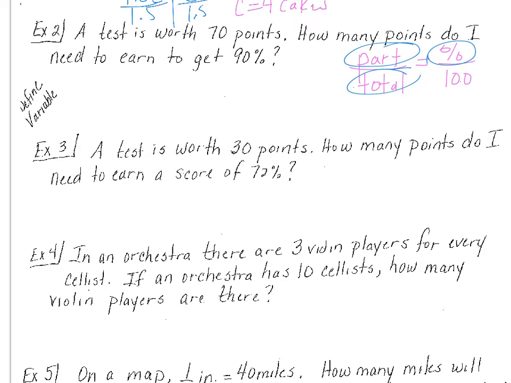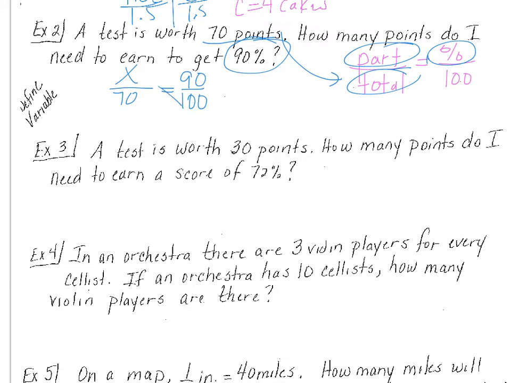So it says a test is worth 70 points. We want to know, is that part or is that the total? That has to go along with the total because it's only worth 70 points. How many points do I need to earn to get 90%? We want to get a 90 out of 100. So we're going to put 90 over 100 equals part. We don't know what our part is. I'm going to call it X over the total points, which is 70.